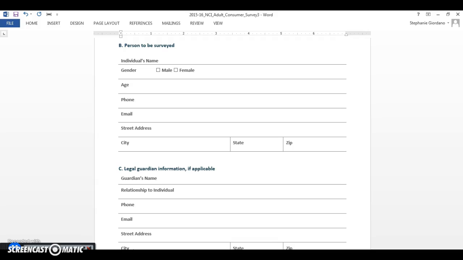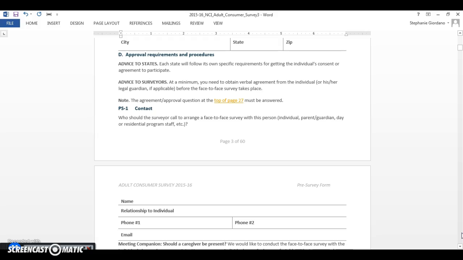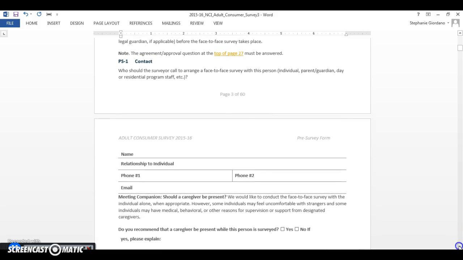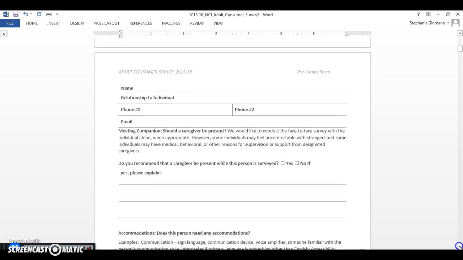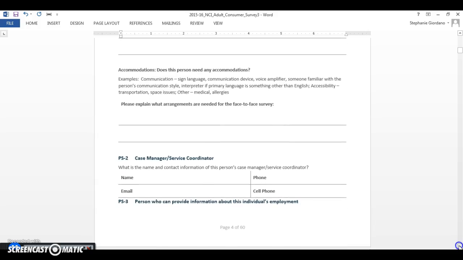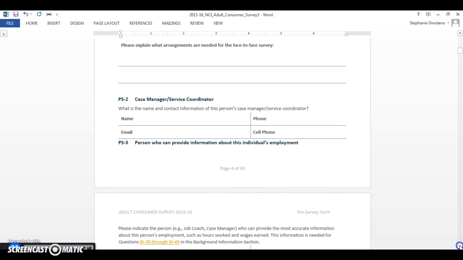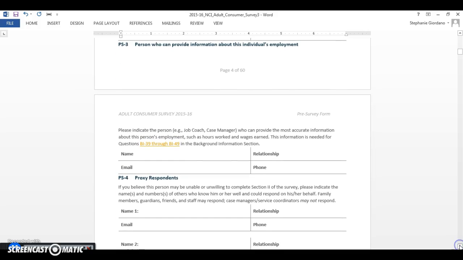We ask first, of course, about the person to be surveyed, their name and location. We ask whether there's a legal guardian, as well as additional contacts who may be helpful in getting information and setting up the face-to-face meeting. We also ask whether accommodations will be needed at the time of the meeting. The case manager's name, who may be able to help complete some of the background information questions, and a person who may be able to help provide information about the person's employment.